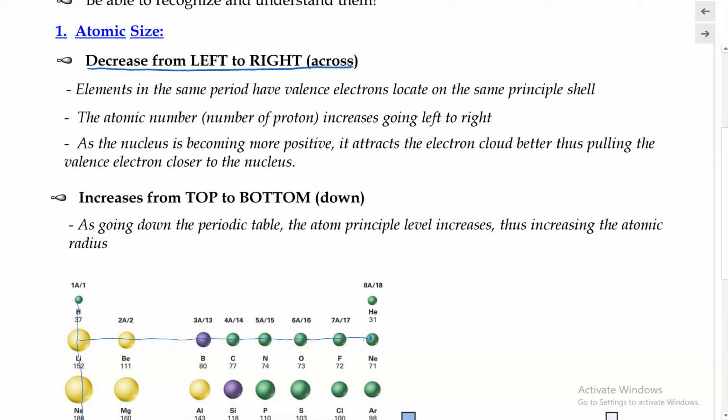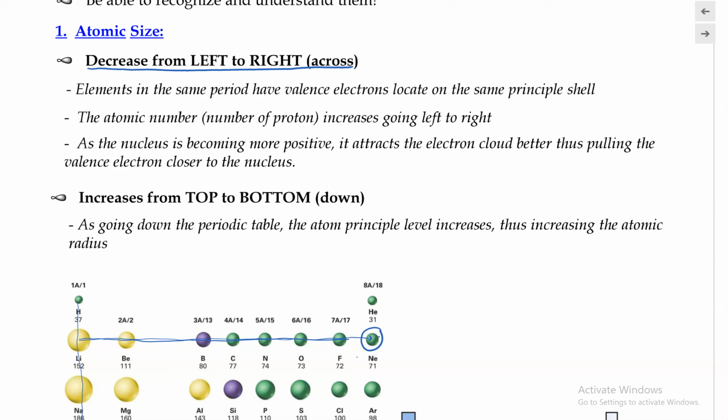But here's what happens. As we go from left to right, the number of protons in the elements on the right side is increasing. So the valence electron is at the same principal shell, however, the number of protons in the nucleus is increasing. And because the protons are positively charged, they can attract the electron on the second principal shell better, therefore pulling those electrons closer to the nucleus. And as a consequence, the size for elements on the right side becomes smaller. So that is the explanation why.